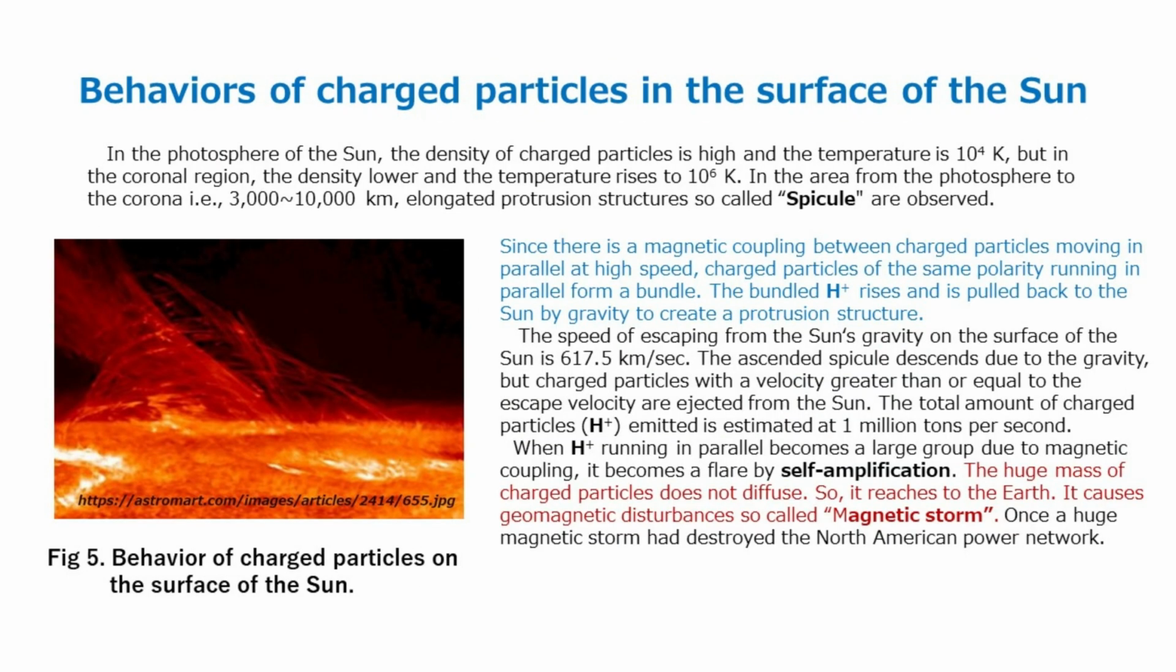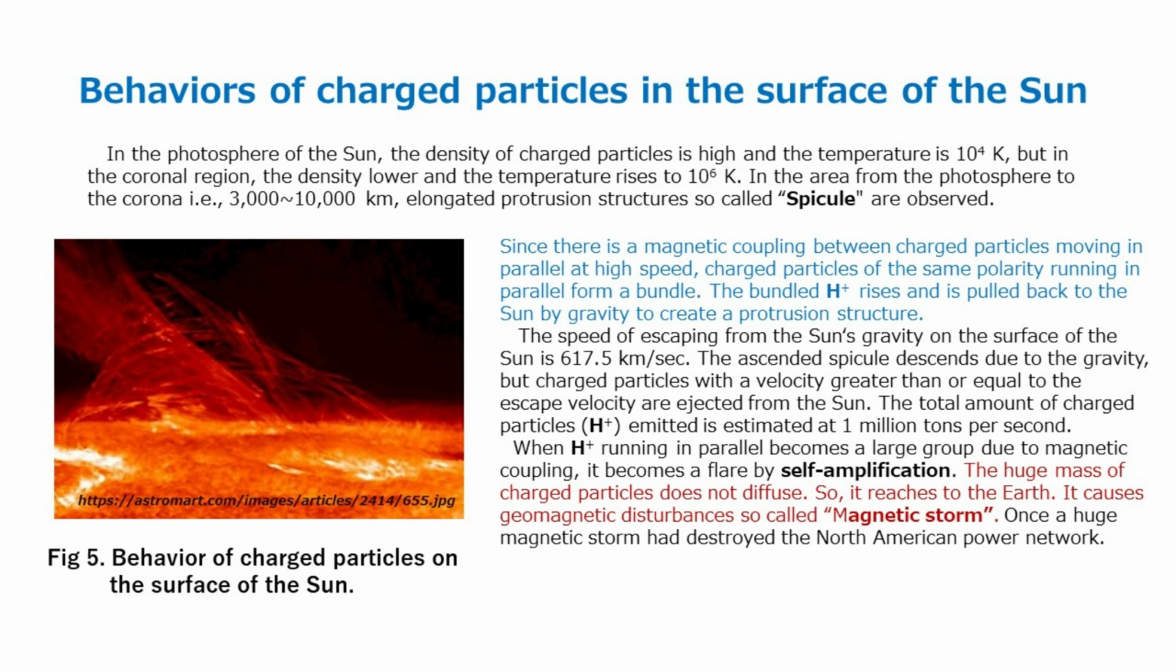Behaviors of charged particles on the surface of the Sun. In the photosphere of the Sun, the density of charged particles is high and the temperature is 10,000 K. But in the coronal region, the density is lower and the temperature rises to 1 million K. In the area from the photosphere to the corona, i.e., 3,000 to 10,000 kilometers, elongated protrusion structures, so-called spicules, are observed. Since there is a magnetic coupling between charged particles moving in parallel at high speed, charged particles of the same polarity running in parallel form a bundle. The bundled H+ rises and is pulled back to the Sun by gravity to create a protrusion structure.